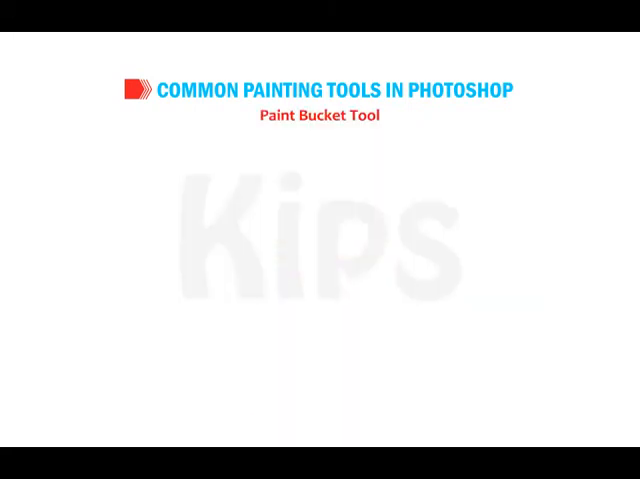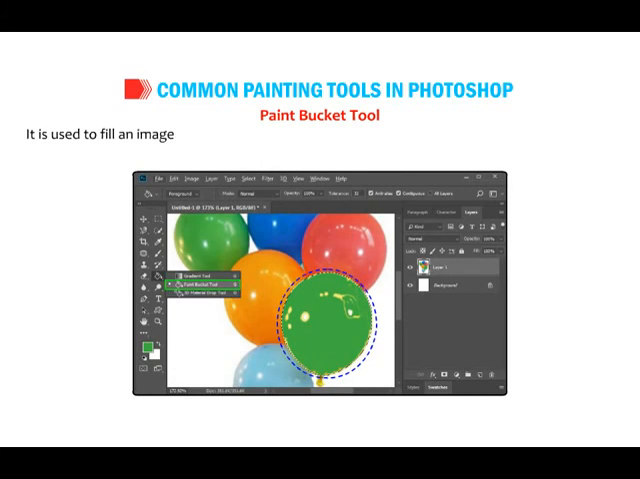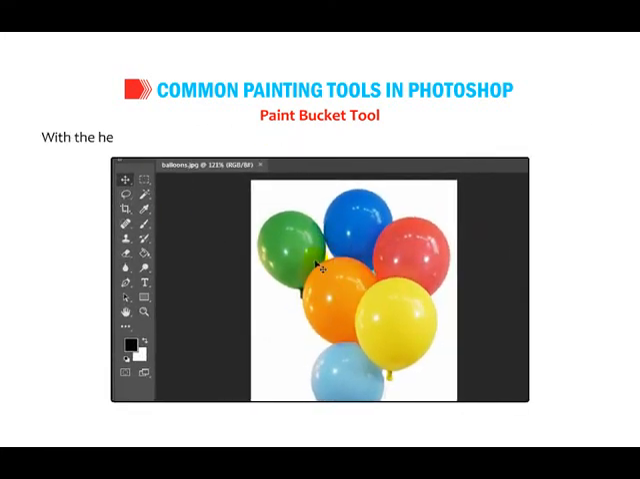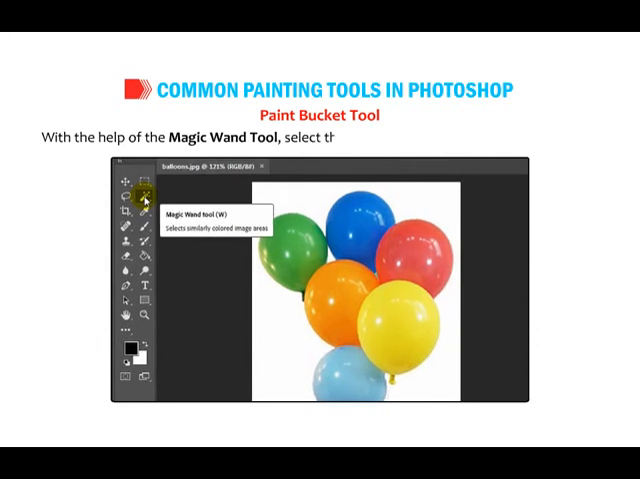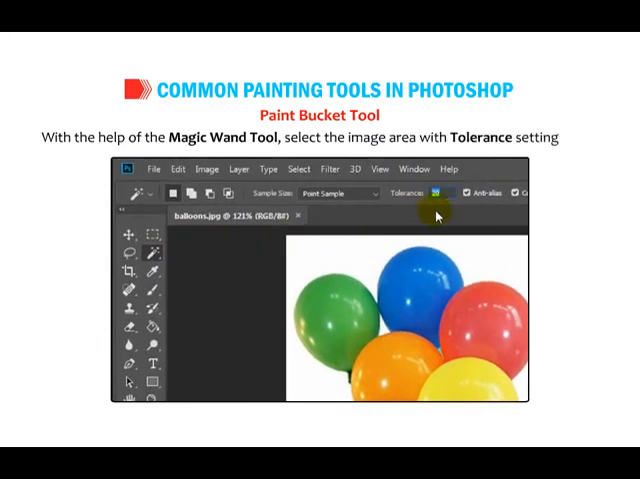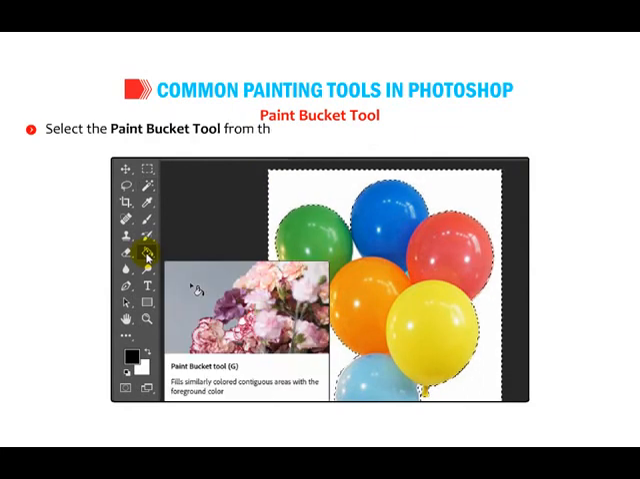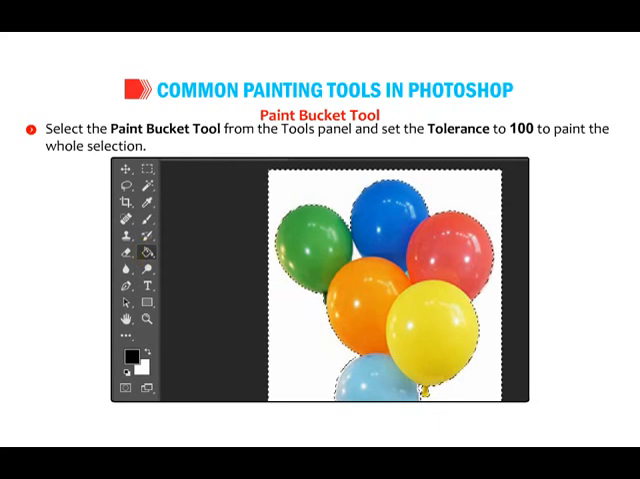Paint Bucket tool. It is used to fill an image or a part of it with different colors based on the tolerance or a range of colors. Open an image. With the help of the Magic Wand tool, select the image area with a tolerance setting of 90. Select the Paint Bucket tool from the Tools panel and set the tolerance to 100 to paint the whole selection.